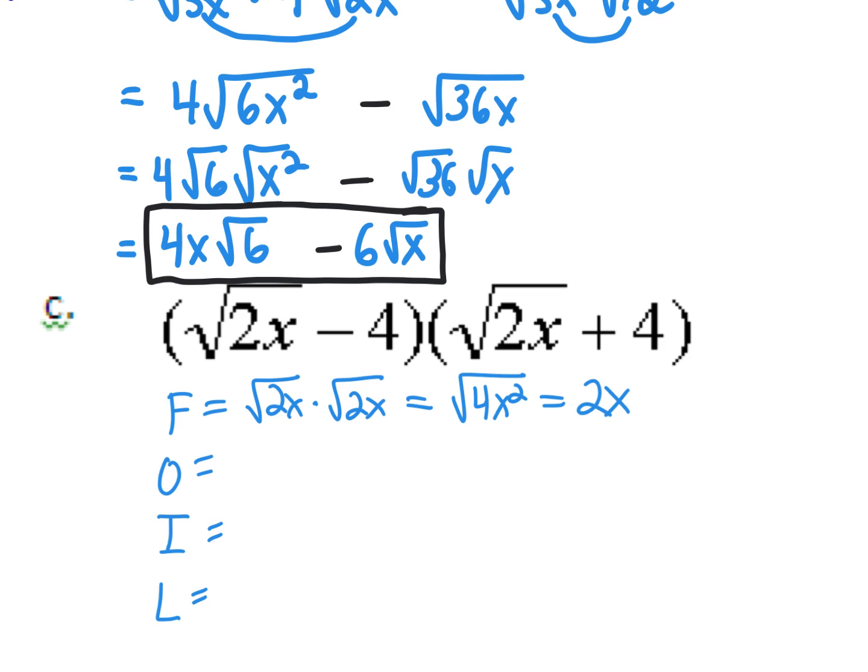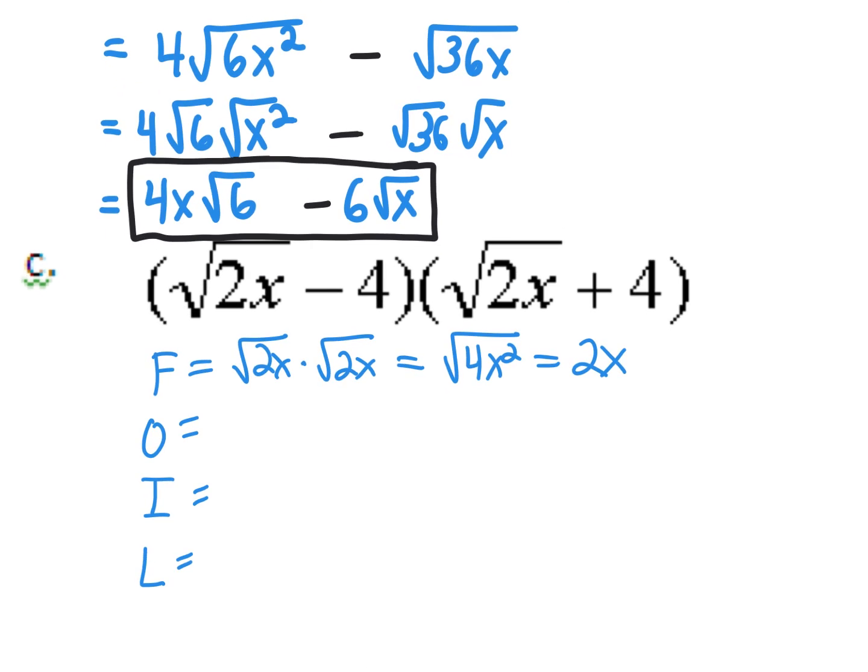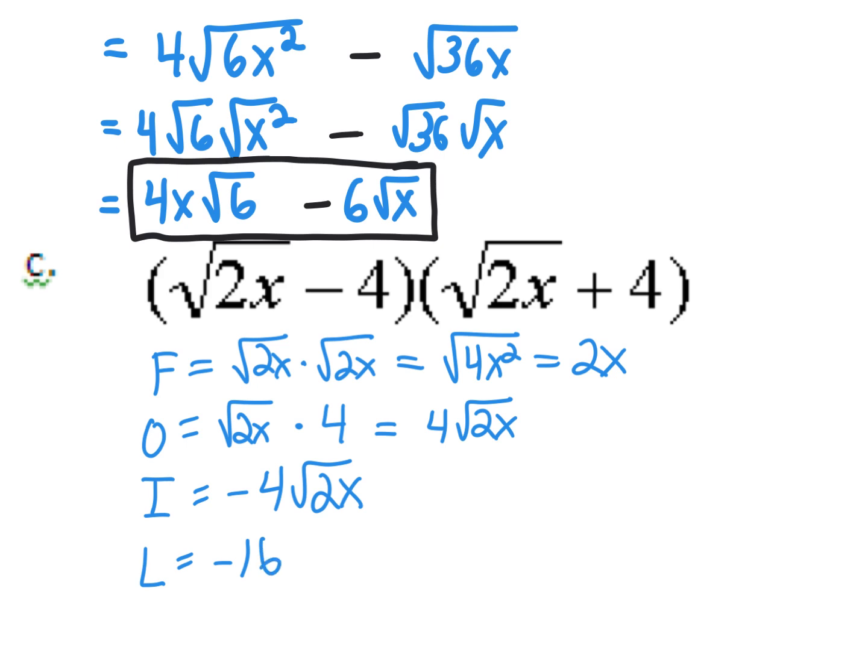Okay, your outers. What's that? Instead of multiplying, couldn't you just move? Yeah, because it's like the square root of 2x squared. Yeah, totally. Nice job. And we got the square root of 2x times 4. And that's 4 root 2x. Inners is negative 4 root 2x, which is super fun. And then negative 4 times positive 4, that's just negative 16.